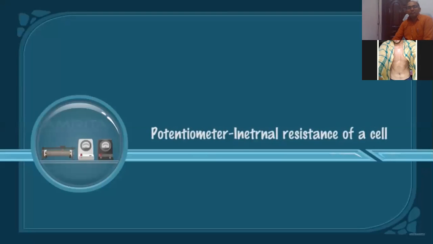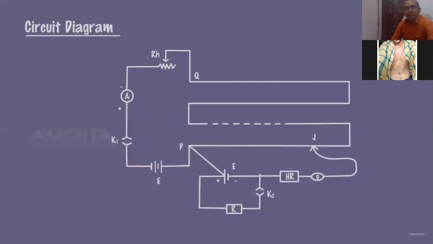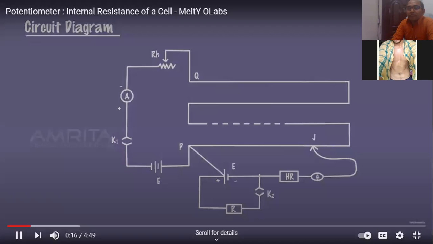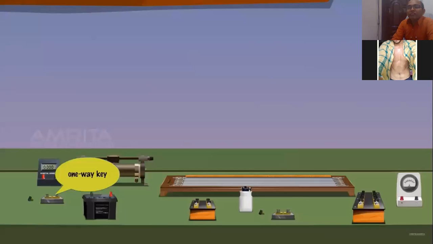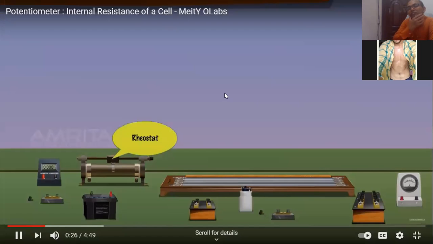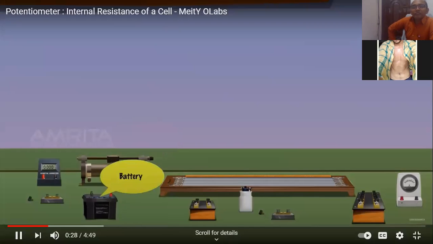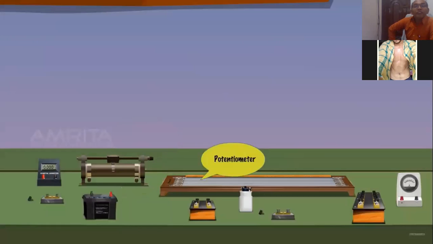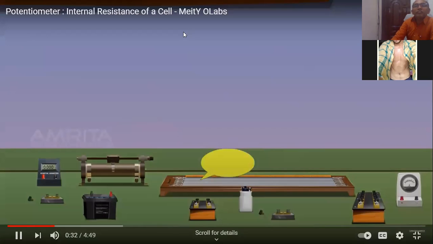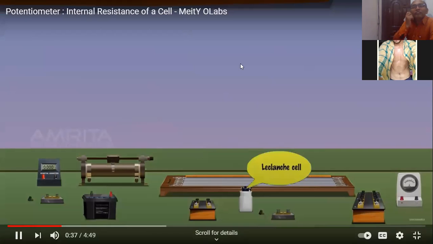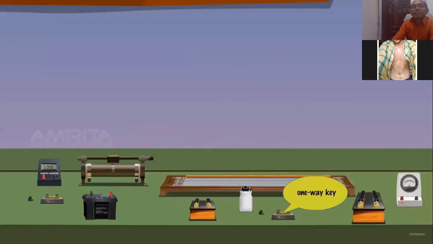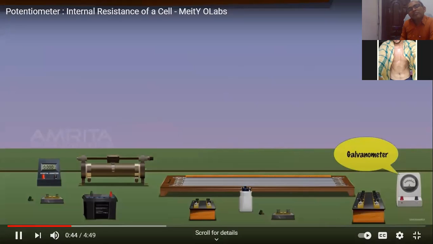Potentiometer, internal resistance of a cell, circuit diagram, materials required: ammeter, one-way key, rheostat, battery, potentiometer, resistance box, Leclanché cell, one-way key, high resistance box, and galvanometer.